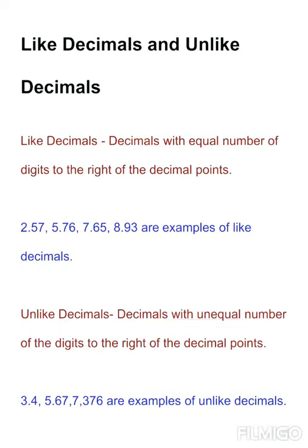Good morning students. Today we will be talking about like decimals and unlike decimals. So first we will see what is the definition of like decimals and what are called unlike decimals. The decimals with an equal number of digits to the right of the decimal point are called like decimals.